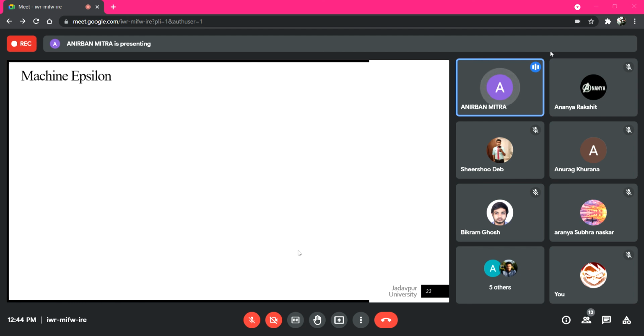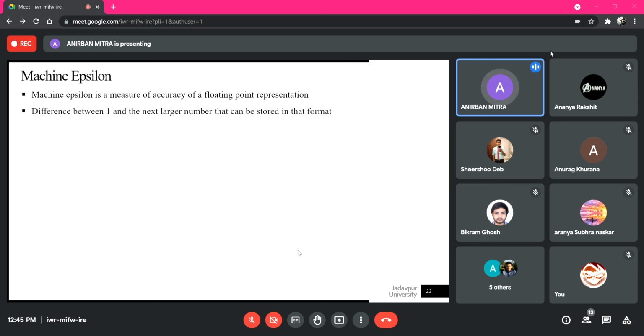The final topic for today's class is called the machine epsilon. The machine epsilon is an indication of accuracy of a floating point representation. This is a measure of accuracy. How accurate is the representation? How do we define it? This is defined as the difference between 1 and the next larger number that can be stored in that format.